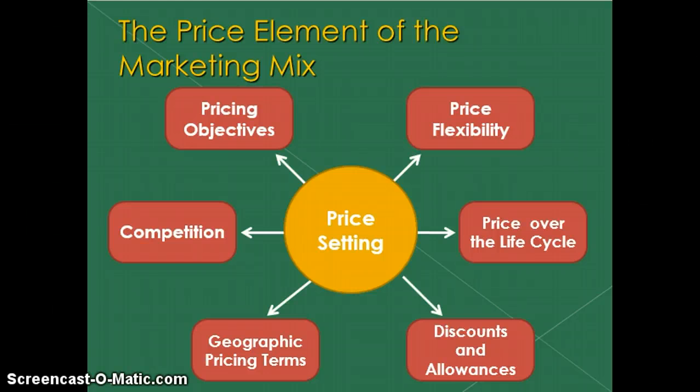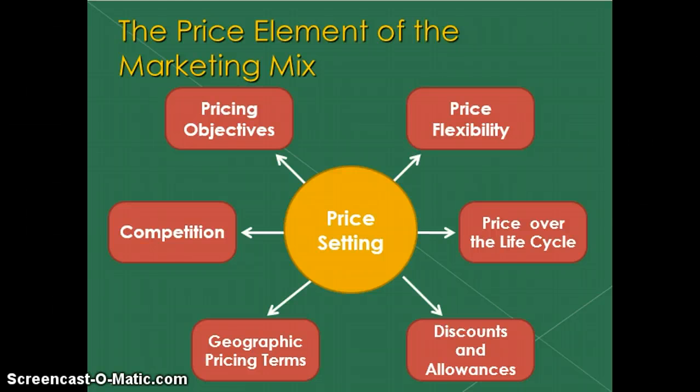You can allow discounts to potentially happen, allowances for other companies to try to bring the prices down, make it more affordable, or incentive for them to buy larger quantities of those. Geographic pricing terms are based upon where people are that are buying the product. You could have different price points depending upon their actual location, which happens a lot.